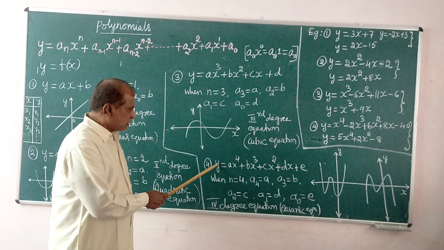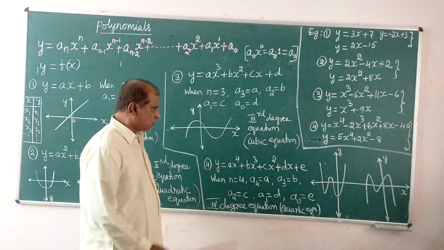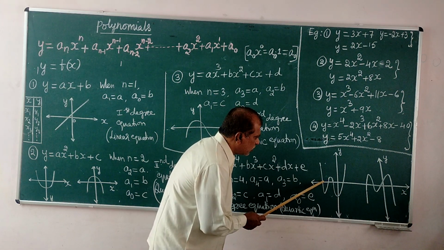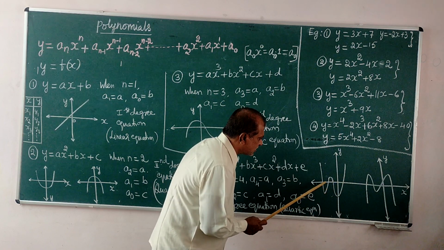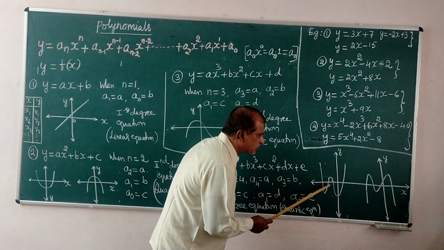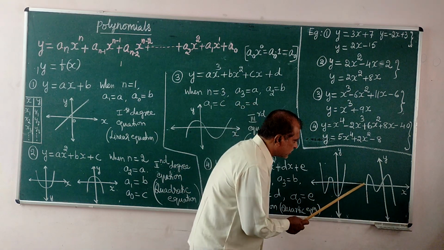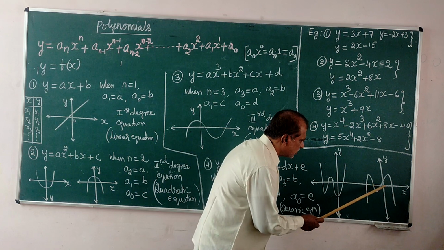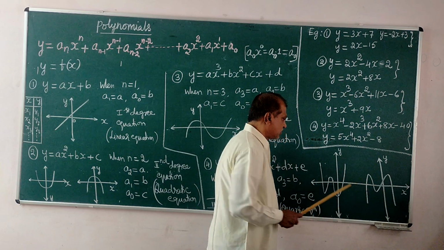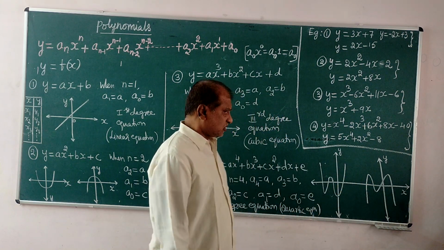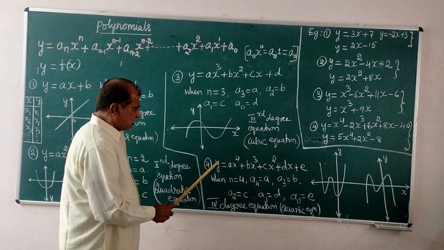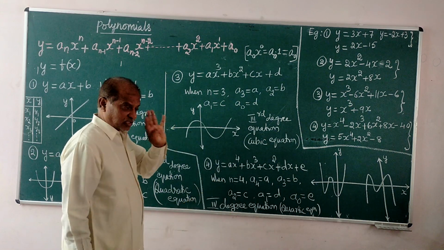Similarly, when you look at this 4th degree equation, look at this graphical representation. The curve intersects the x-axis at this point, this point, this point, and this point. 4 points. Either this or this. So there are 4 different values of x when y equals 0. Here, when y equals 0, the possible values of x are 4 different values.